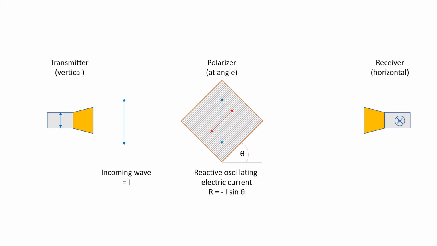The reactive oscillating electric current in the polarizer generates new microwave which interferes with the original wave from the transmitter. The superposition wave is linearly polarized, perpendicular to the conductor in the polarizer. This resulting wave then hits the receiver.